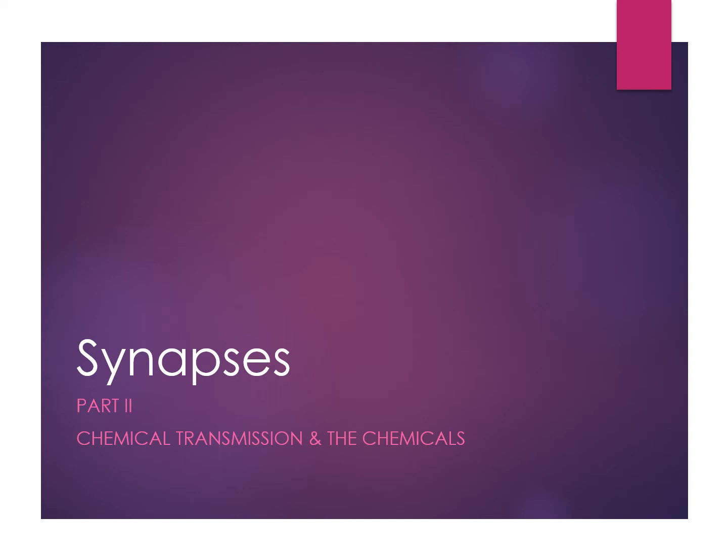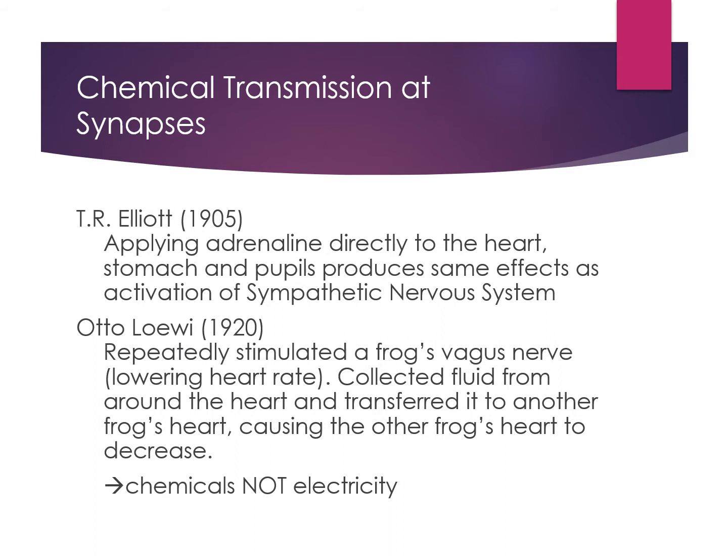So in the second part of discussing synapses, I'm going to go through the chemical events, or what is happening at the synapse, as well as start talking about the neurotransmitters, or the chemicals involved. So I'm going to jump back into the history of this for just a minute as we talk about this chemical transmission that's occurring at the synapses.